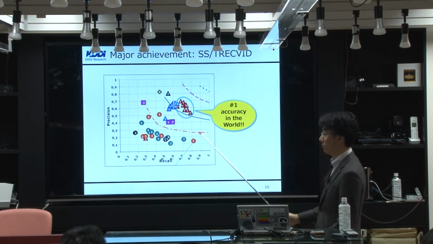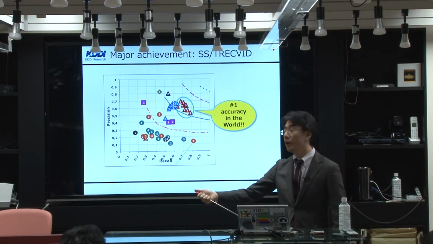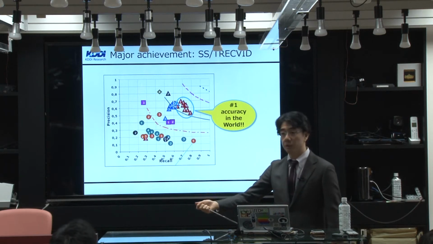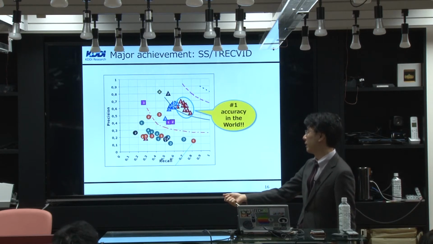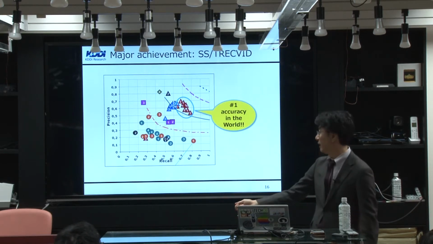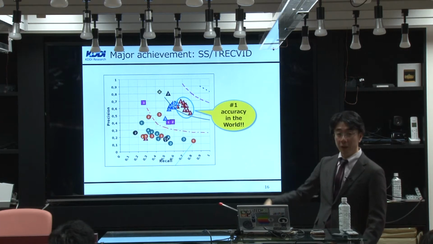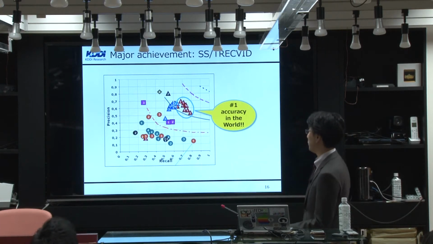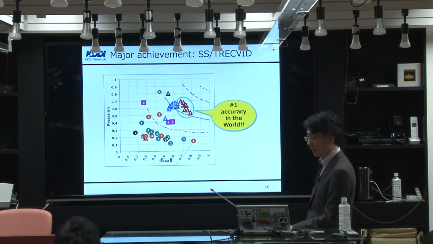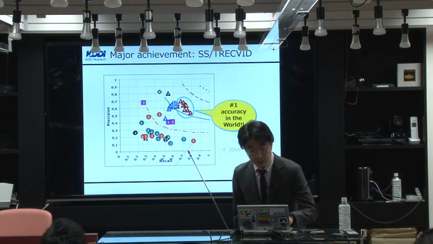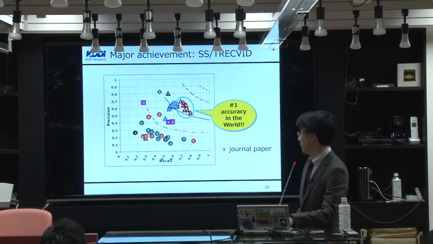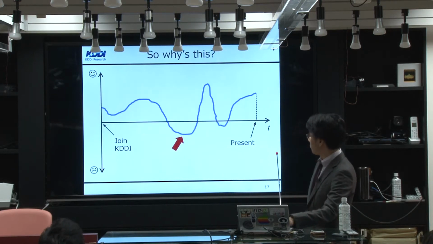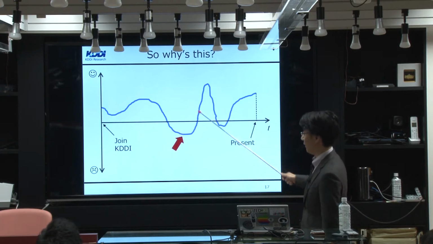All the other competitors were National University of Singapore and CMU, and I'm not sure if IBM participated in this specific task, but very famous universities around the world, and we were able to beat them on this specific task that year. And of course we got a journal paper out of that. And that was around here.